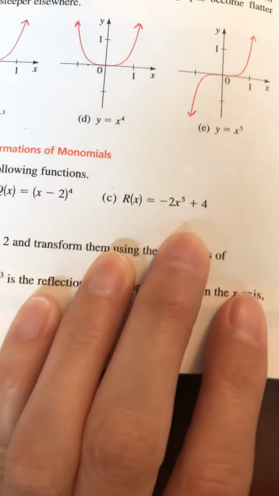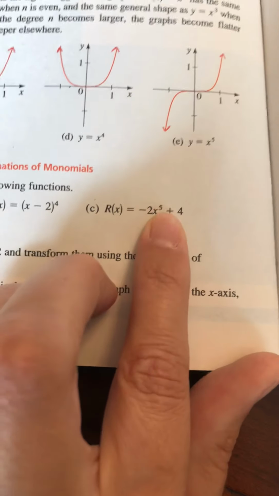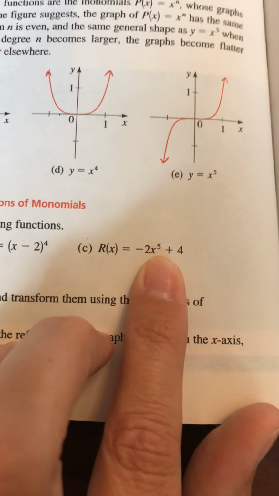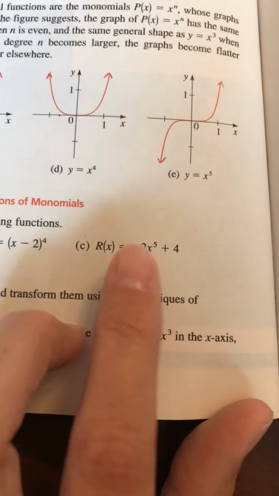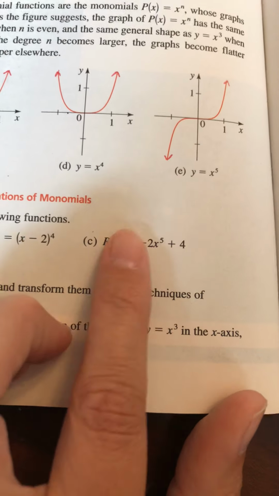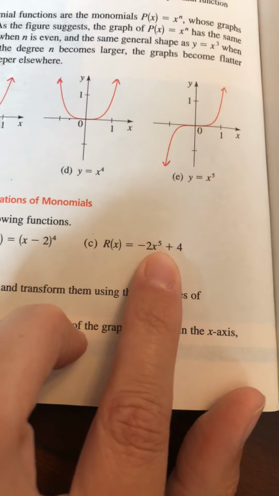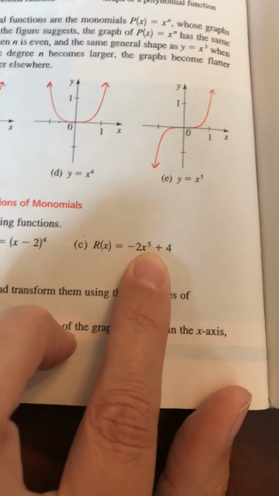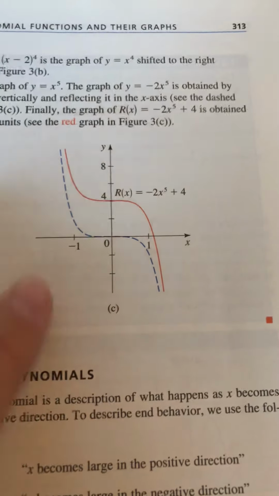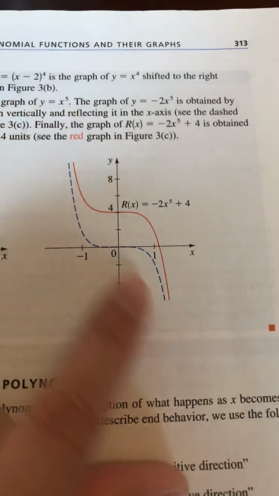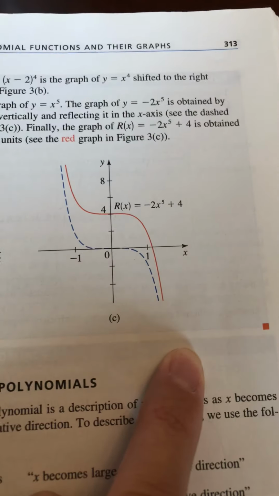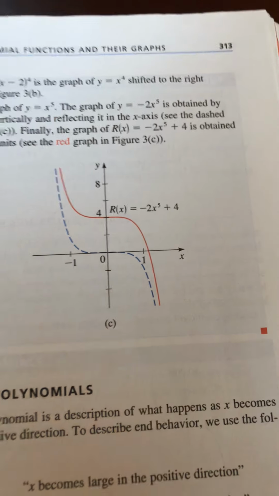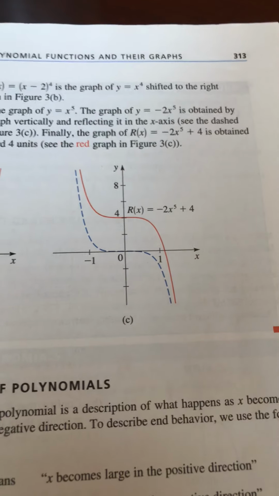And then finally in example number 1c, this is a quintic equation. It is an x to the 5th power, but there is a negative out in front, so it's going to get reflected, but because it's an odd degree, the end behavior should be going in opposite directions, and you can see that that's exactly what happened over here. End behavior is going in opposite directions because it's odd, but it did get reflected because of that negative.